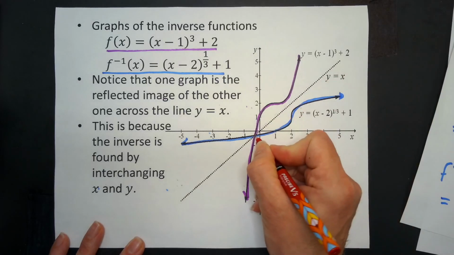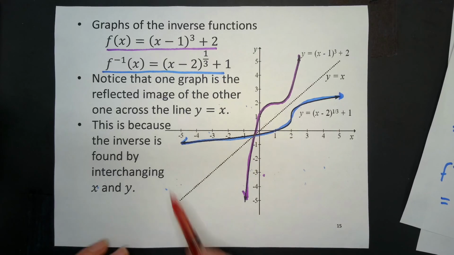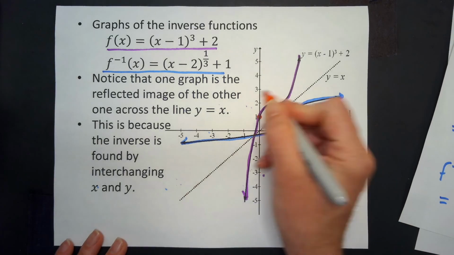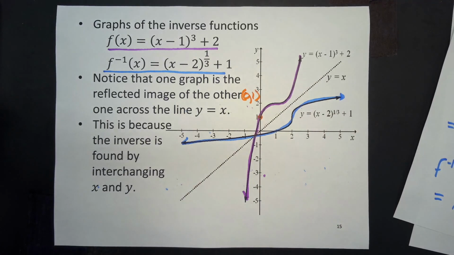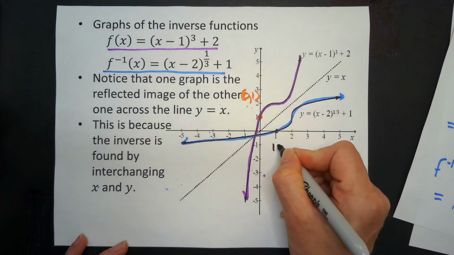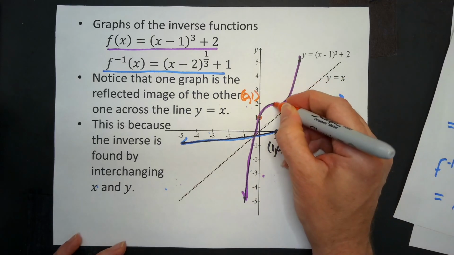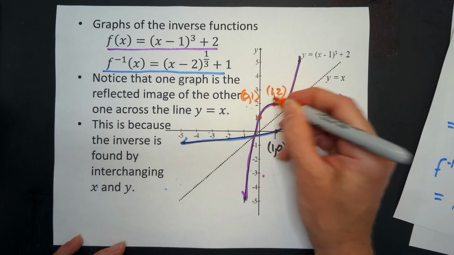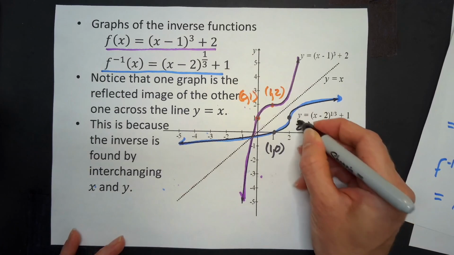You can see at some point they share the same point right here, somewhere between 0 and -1. And this is because the inverse is found by switching x's and y's. So if you look at specific points, for example, the original function had the point (0, 1) on it. Well, the inverse has the point (1, 0) on it. And this is the point (1, 2), so the inverse would have the point (2, 1) on it.